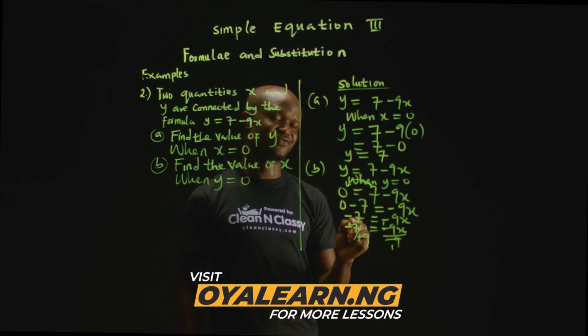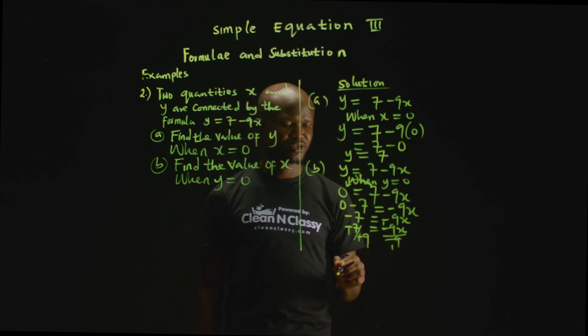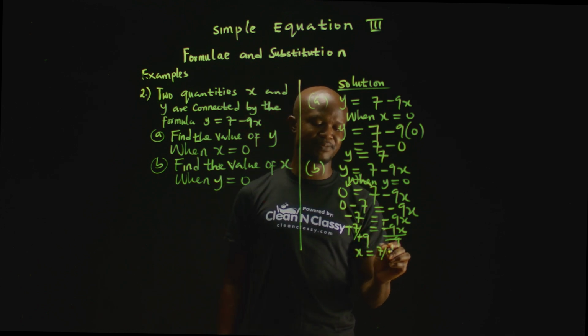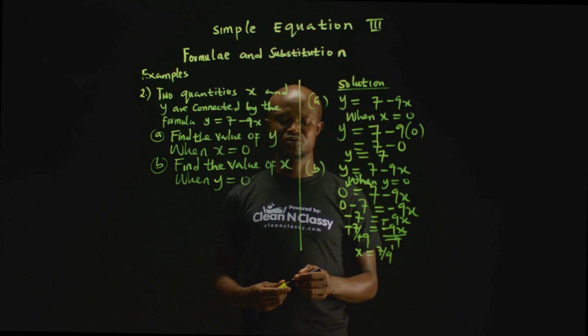So minus divided by minus will give us plus. So x equals what? 7 divided by 9. That is the solution to the problem.